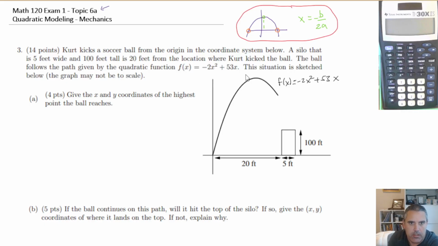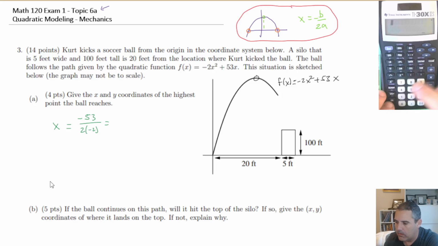But we have this function. It's going up. I would like the x and y coordinates of the highest point. Okay, so that's a direct vertex question. So we do x equals negative b over 2a. And so we got our calculator ready here. 53 over 4, done. 13.25. So again, that's this x coordinate.